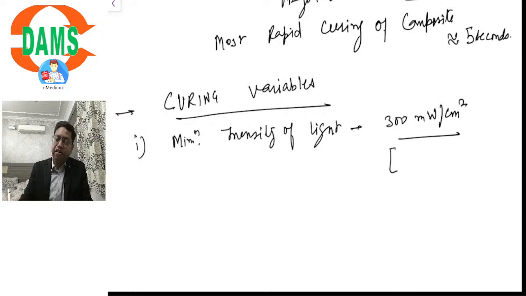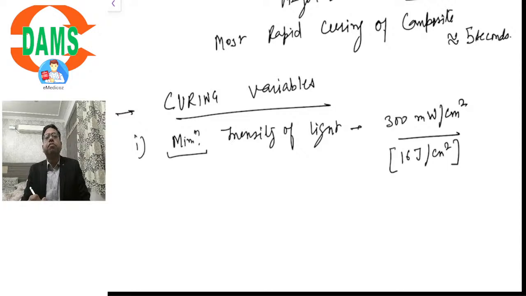Sometimes it is represented in joules. So it would come out to 16 joules per square centimeters. For successful in vivo curing of composites, this is the minimum intensity that is required. We always place composites in increments. Why incremental placement is done? Like dental amalgam, we do incremental placement to allow sufficient light penetration and relaxation of polymerization stress.